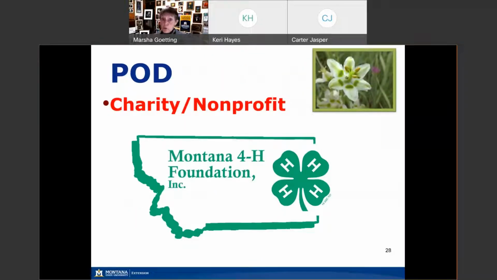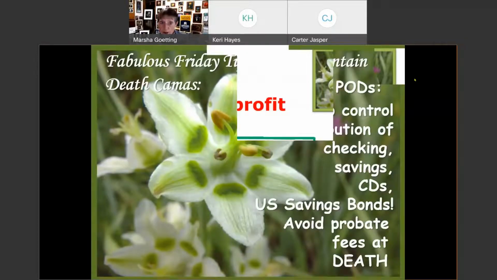Now, you could also POD to your favorite nonprofit. So you could say, I'm going to name my husband, but if he is killed with me, I want to POD it to the Montana 4-H Foundation. So you see, that's a successor beneficiary designation, and your institution can do that as well.